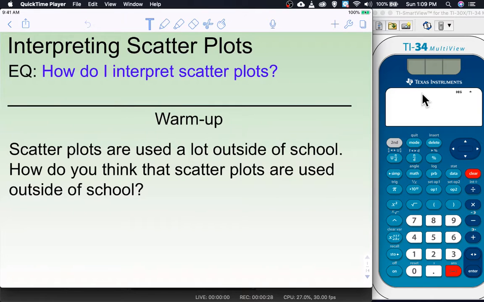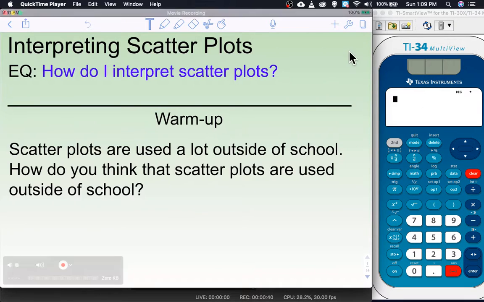In this lesson our goal is, given a scatter plot, can we answer some questions about it? Can we make some predictions from it? Can we come up with equations for line of best fit and things like that? So this intro question says, how do I interpret scatter plots?